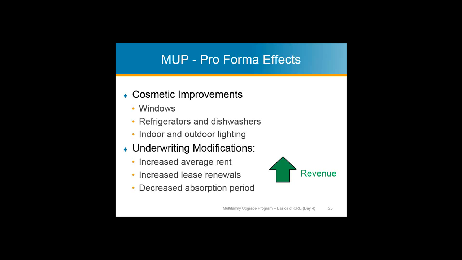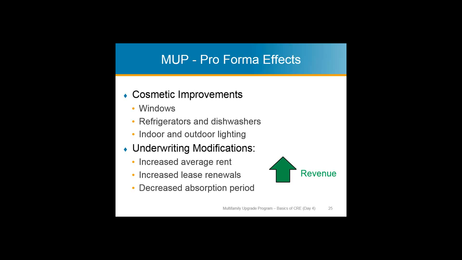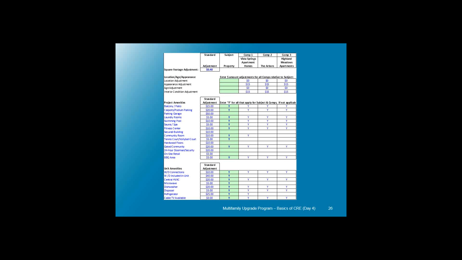And calling back to what Tony was talking about in the previous course, these kind of things can be captured on our adjustment page in the pro forma, where we're looking at things like amenities and assigning a dollar value to them. It wouldn't be out of the question to see these types of energy efficiency improvements reflected in a quantitative way here.